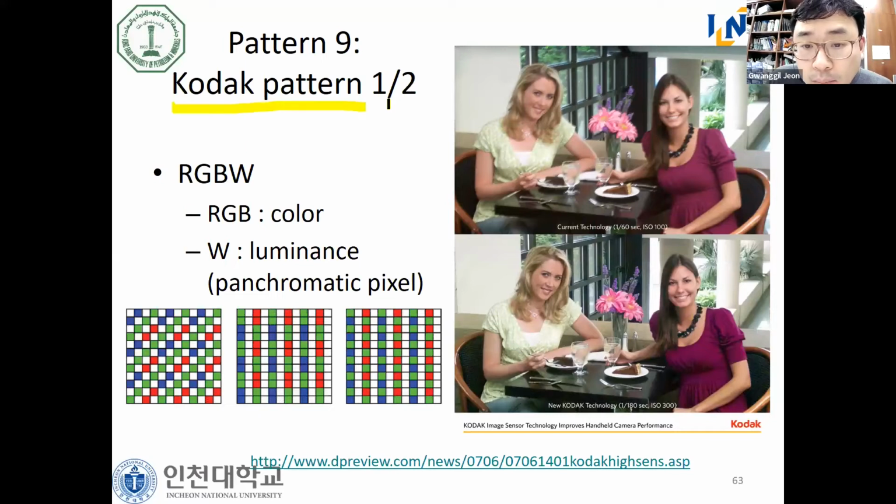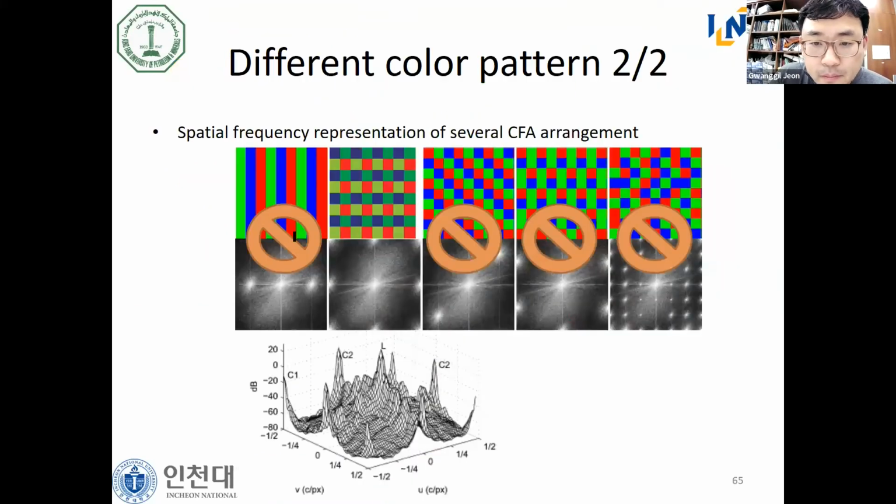And this is the Kodak pattern. The company Kodak introduced a new CFA with W, because W is luminance, and our human visual system likes brightness more than color. So we can compress color information more than luminance, but this is out of scope of this talk, so let me skip this one. So finally, we decide the Bayer pattern is the best.